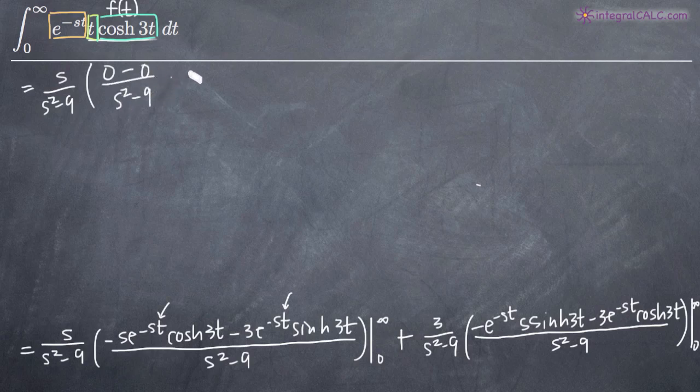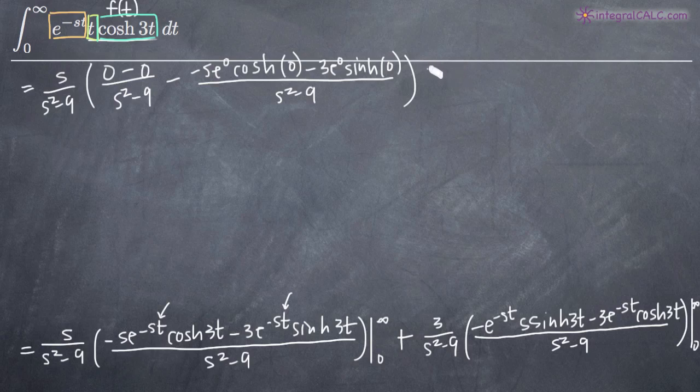squared minus 9. And then when we plug in 0, we'll subtract, we'll get negative s times 0, which is just going to be 0. So we'll get e to the 0 times cos of 0 minus 3e to the 0 times hyperbolic sine of 0, all divided by s squared minus 9. And then over here, we've now evaluated our definite integral, so we'll just have to simplify that.